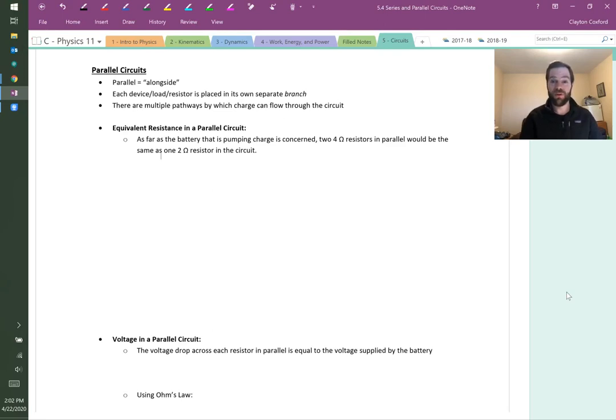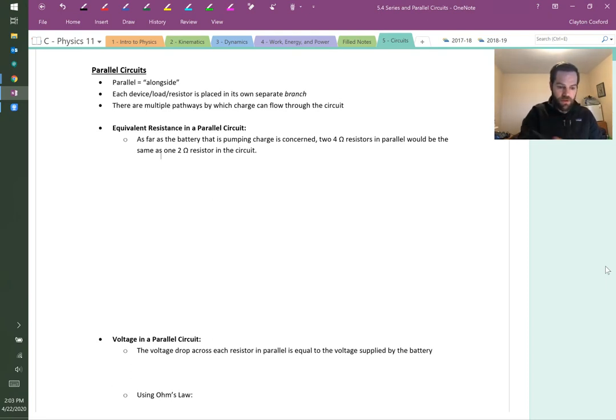In this video, we are going to be looking at parallel circuits. So a parallel circuit, the word parallel means alongside. In contrast with a series circuit, instead of elements being connected one after another, they're connected beside each other with both ends connected together. Each element is going to be in its own separate branch.